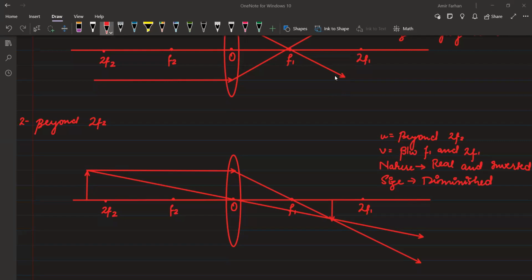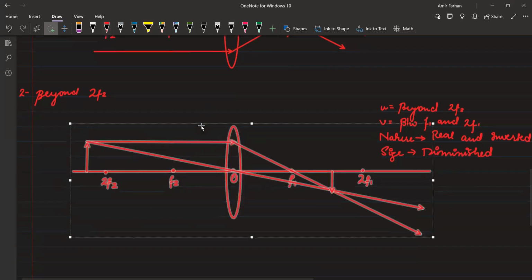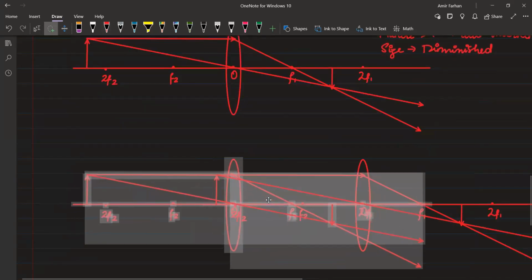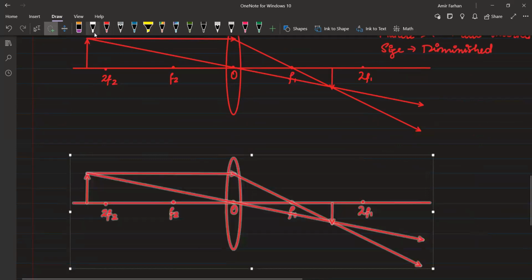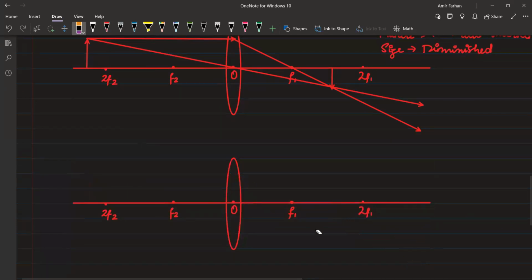Please let me know if this is clear to all of you or not, these two cases of the convex lens. This is a very important topic, everyone. If you don't understand this properly, you won't be able to implement the lens formula, because the lens formula is associated with this. So please understand and let me know if you have any doubt.